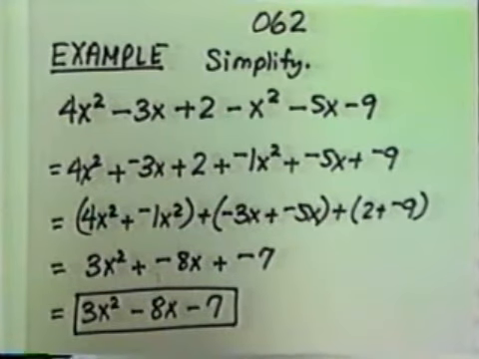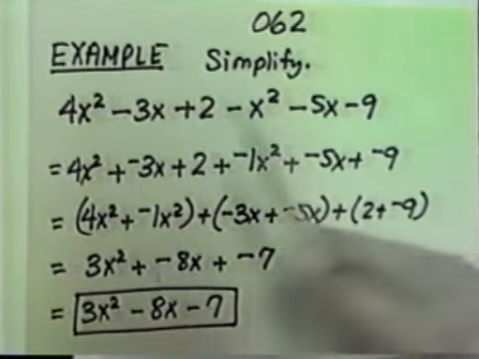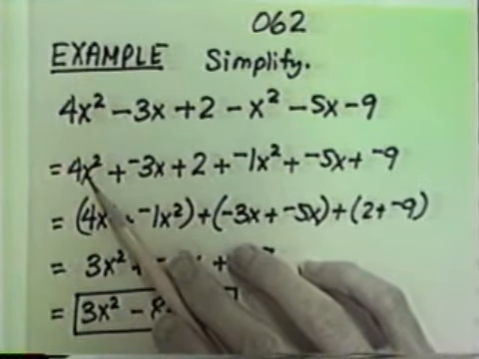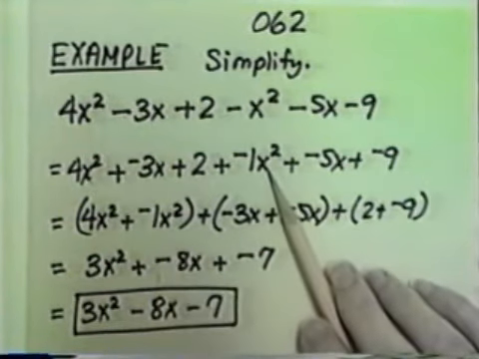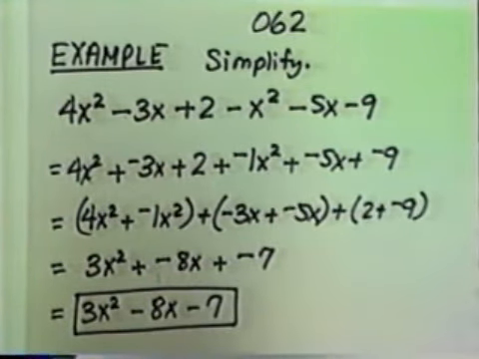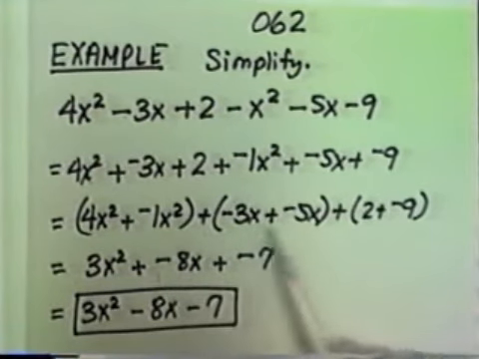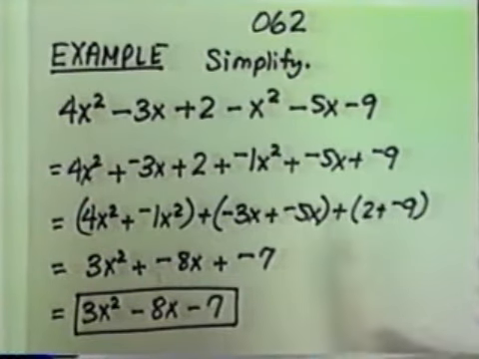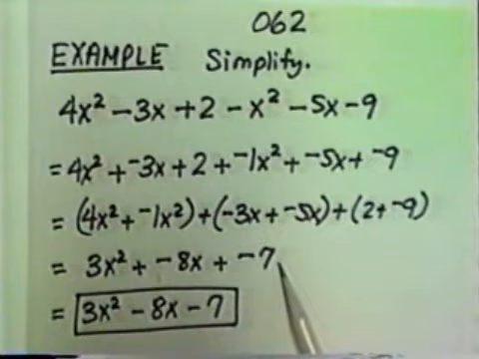Notice that to simplify this expression, we combine the like terms. We identify the like terms as terms that have the same variable parts. 4x squared and negative 1x squared are like terms, and so on. Grouping those together, we're then able to simplify.